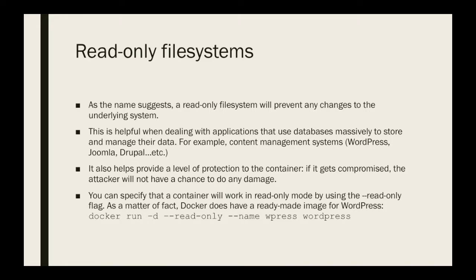If you want to specify that a container will work in a read-only mode, you have to use the --read-only flag. So let's have an example, or a small lab, in which we are going to use one of the CMS systems that we have just mentioned, which is WordPress. We are going to create a container based on the WordPress image. Docker Hub, luckily enough, has a ready-made WordPress image. We are going to use this image and build upon it a container that is going to be using a read-only file system. So let's have a look.